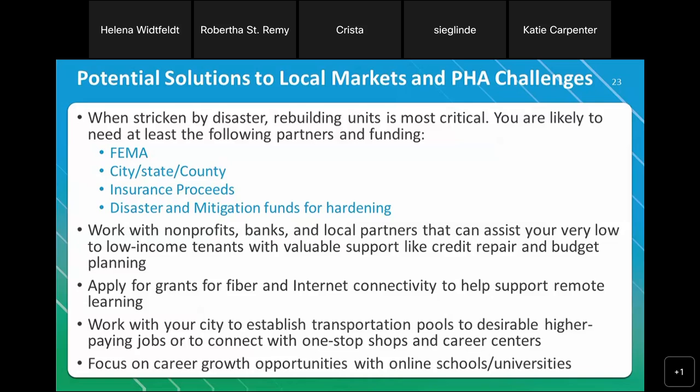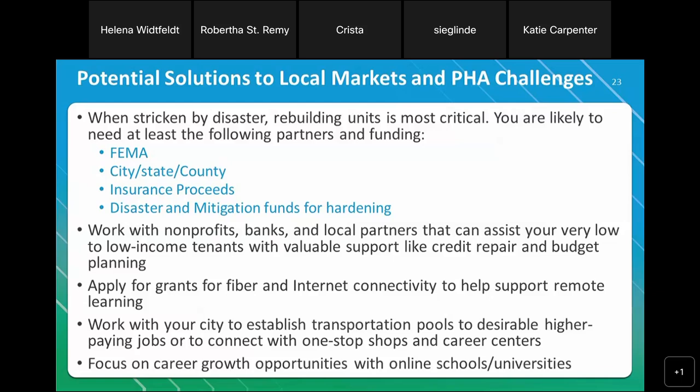So check it out and see what opportunities exist through one-stop shops and career centers that may exist in your area. Although if you're rural, it may be your next largest city over, but it doesn't hurt to start those connections. Goodwill may have a huge presence in your rural area and fill that gap for a one-stop shop or career center that may not be there. So explore these and see what you have in your area.